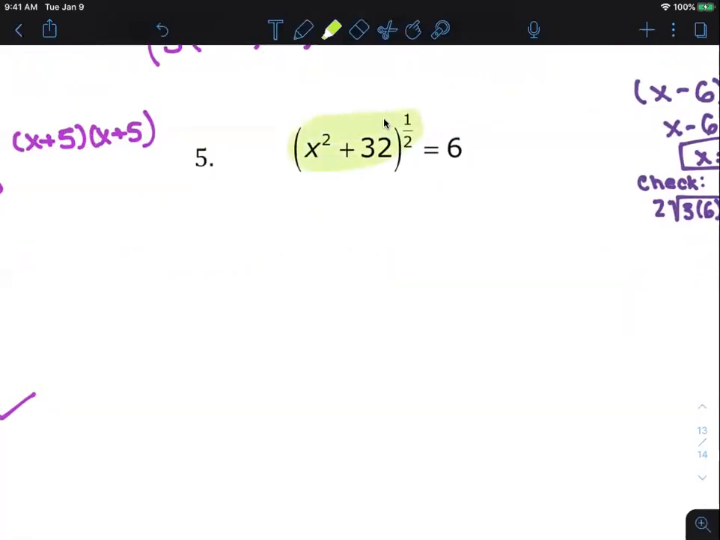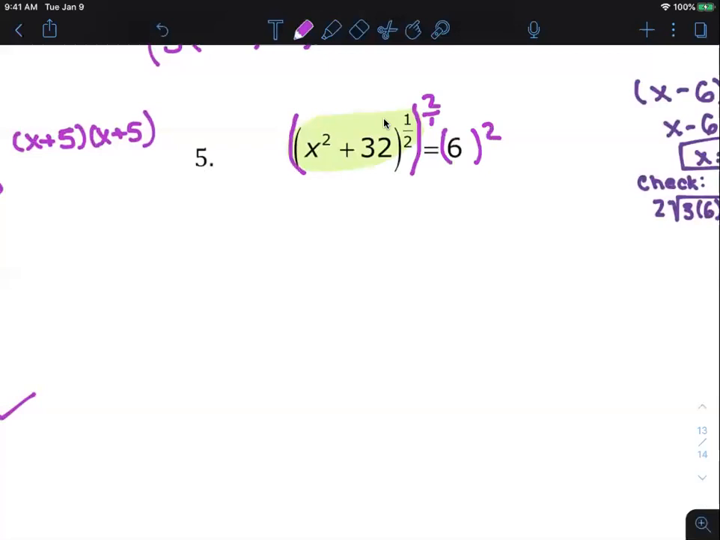So notice this part is already isolated. So you're going to work right into getting rid of the exponent of 1/2. Since it's to the 1/2, you're going to raise it to the 2 over 1. You're going to do the reciprocal. You can either put 2 over 1 or just 2, whatever works for you. On the right side, I'm just going to put a squared, okay, just a 2.